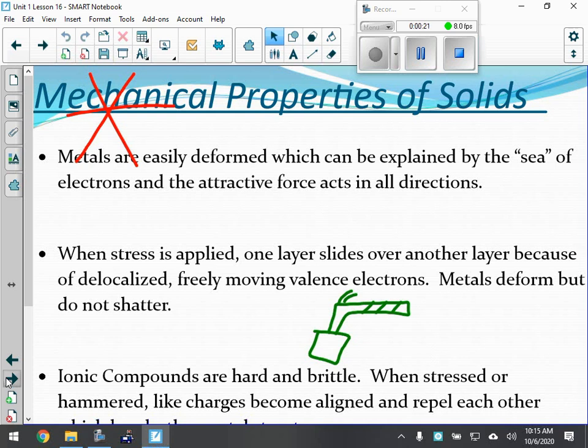Again, metals are easily deformed because they have those sliding layers with electrons, so they slide out of the way. They usually dent, metals dent. Ionic compounds will usually break in a smooth plane. Like charges line up and repel each other, positive, negative, positive, positive, negative, negative, and they break in a smooth plane. Molecular compounds are pretty weak in comparison.